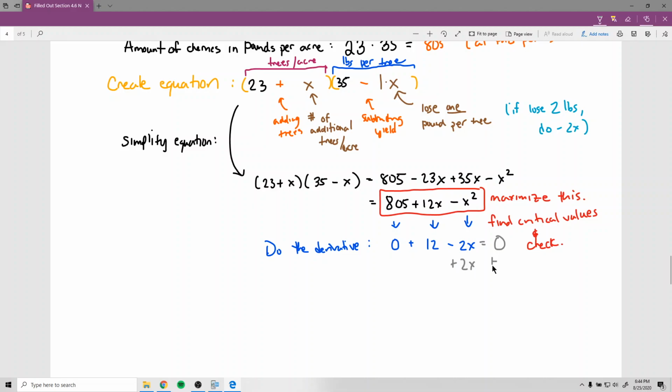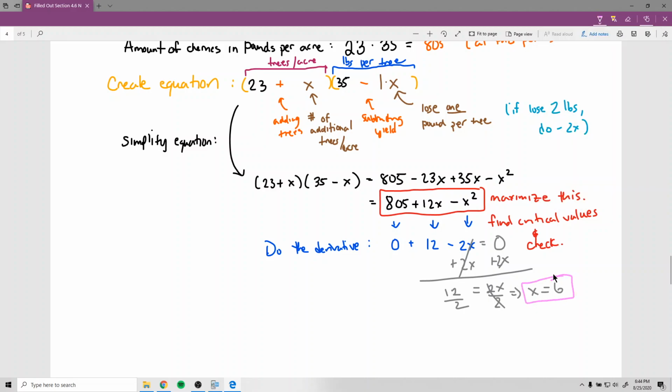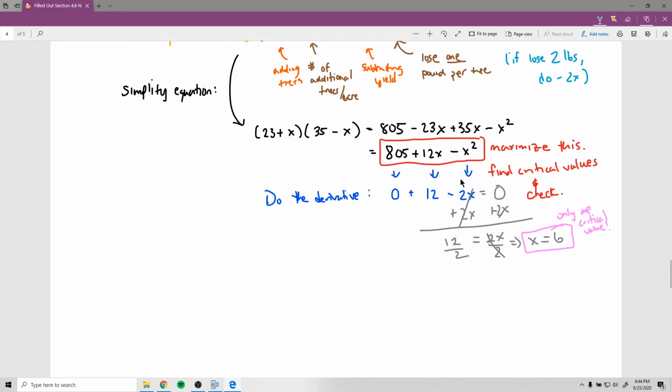So add 2x to each side. We got 12 equals 2x, and divide each side by 2, and we get x equals 6. So we only have one critical value again, which means if we do the second derivative and it's negative, then it will represent a maximum. So let's go ahead and do that. Let's do the second derivative.